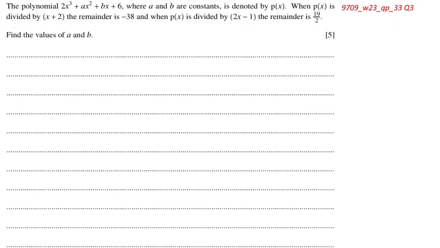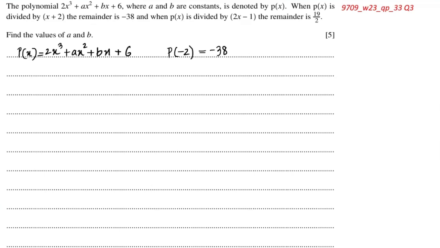Okay, so this one is from winter 23, question paper 3 and question 3 on that exam. The polynomial, where a, b are constants, is denoted by p(x). So let's denote this by p(x) as given, 2x cubed plus ax squared plus bx plus 6. When p(x) is divided by x plus 2, the remainder is minus 38. Okay, so this is a remainder theorem concept. So when divided by x plus 2, this implies that p of negative 2 is negative 38, right?